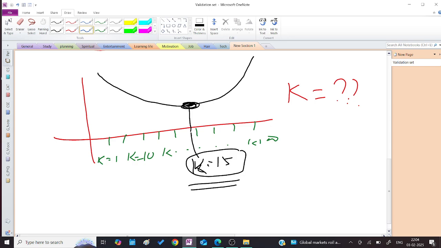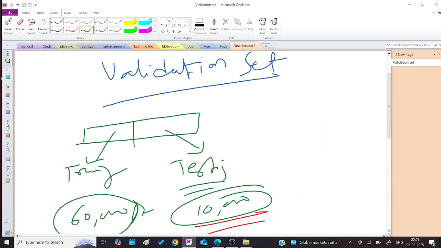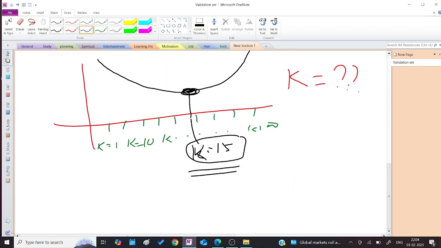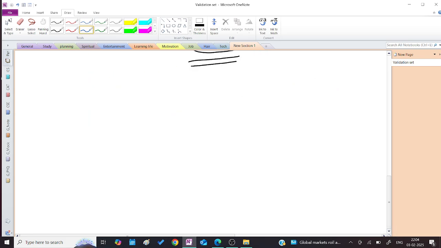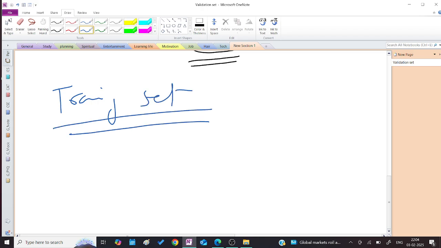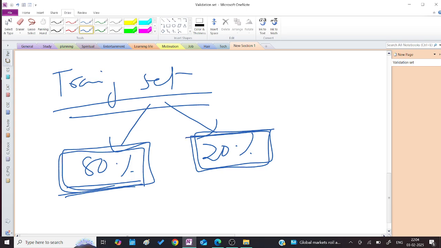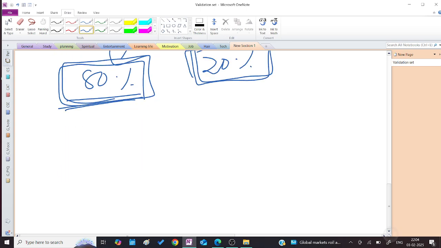So this is done by this concept, the validation set. What we do is take the entire training set and divide it into 80% and 20% data. The 80% data is used to train the model, and the 20% data is used to test the model.